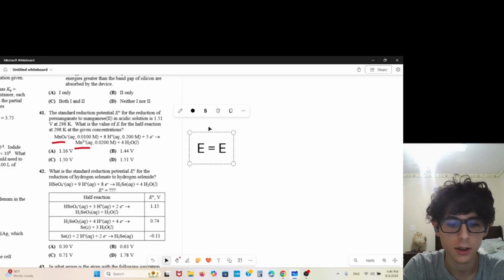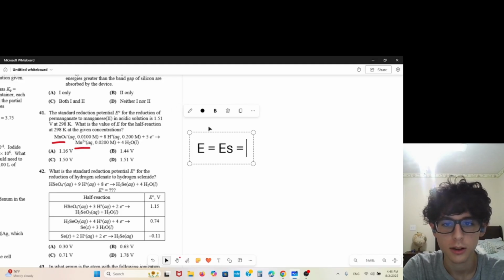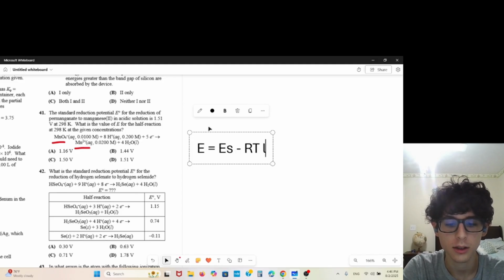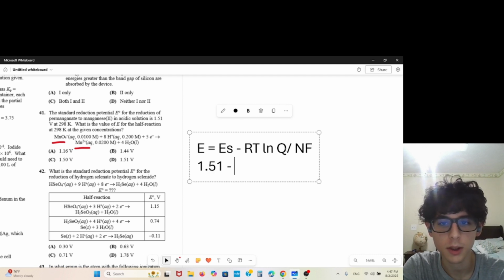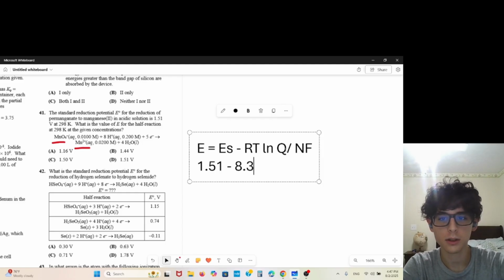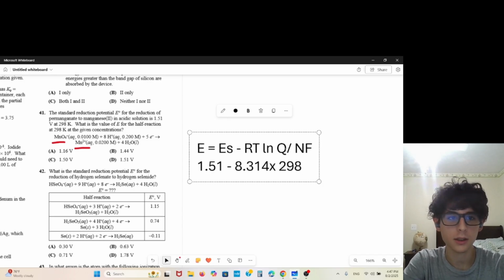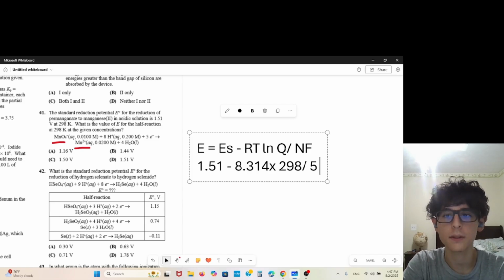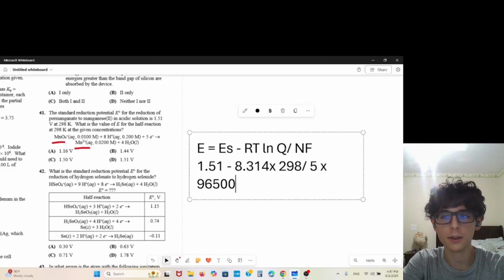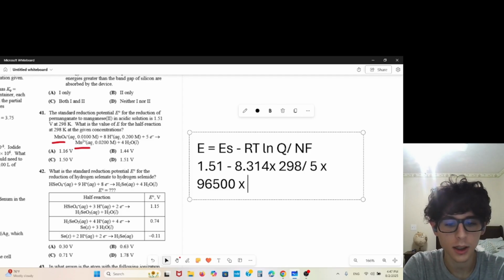E equals E standard minus RT ln Q, all over NF. So 1.51 minus 8.314 times 298 over 5 times 96,500 times ln of Q.